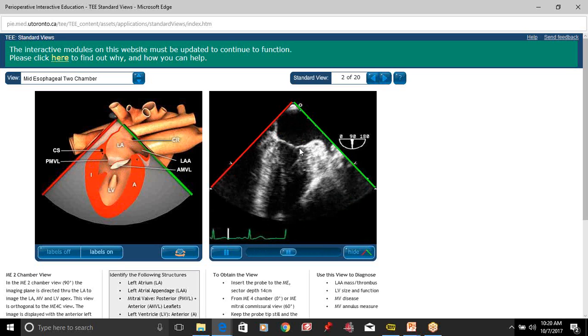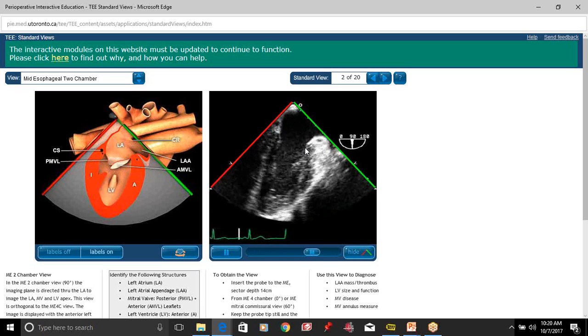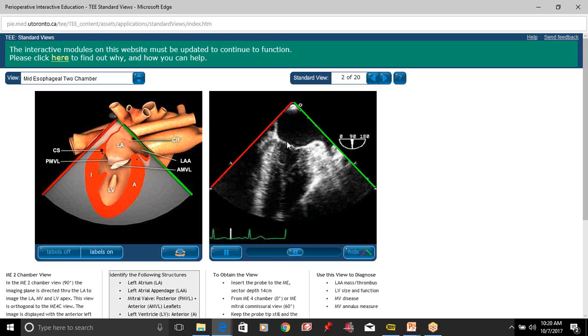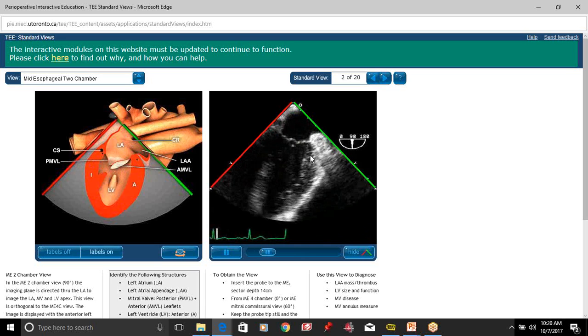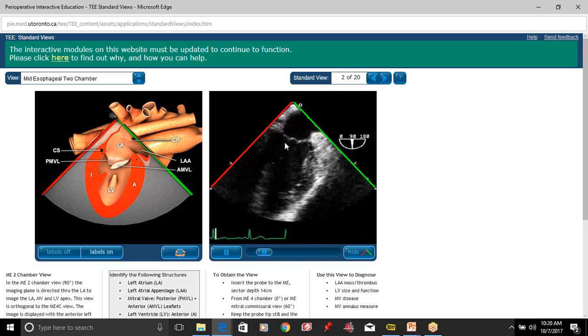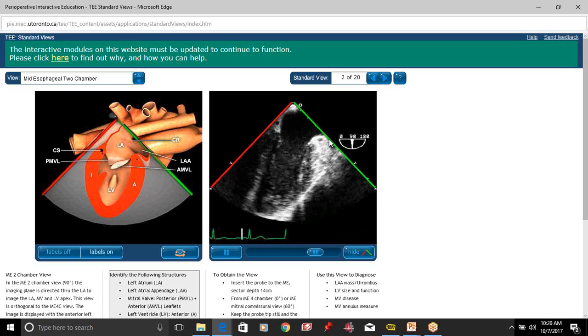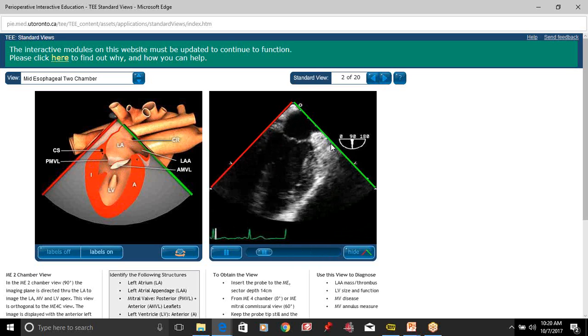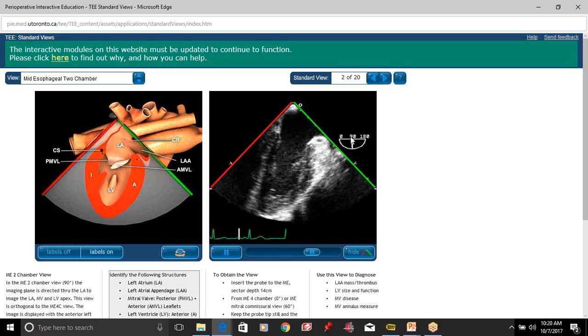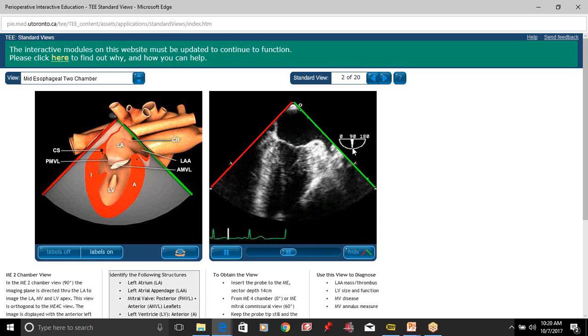So this is your anterior leaflet of the mitral valve, and this is the anterior wall. So that's why this is the anterior leaflet and posterior leaflet. This is your left atrial appendage right there, and that's where you're going to see blood clots. So you can see the camera is at 90 degrees.